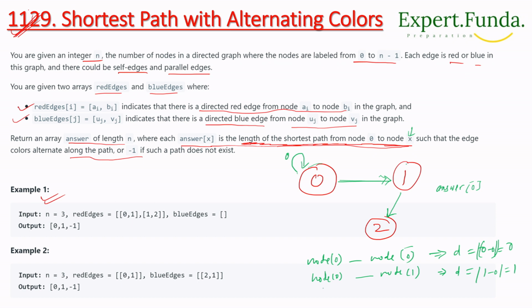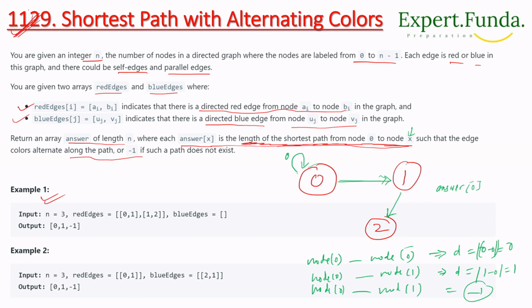But if we take node 0 to node 2, what will it come to? You can see that there is no direct direction from 0 to 2. 0 is going to 1 and 1 is going to 2, so that's why it is giving distance -1. Why is it giving -1? We have been given a directed graph, with directions from 0 to 1 and 1 to 2.